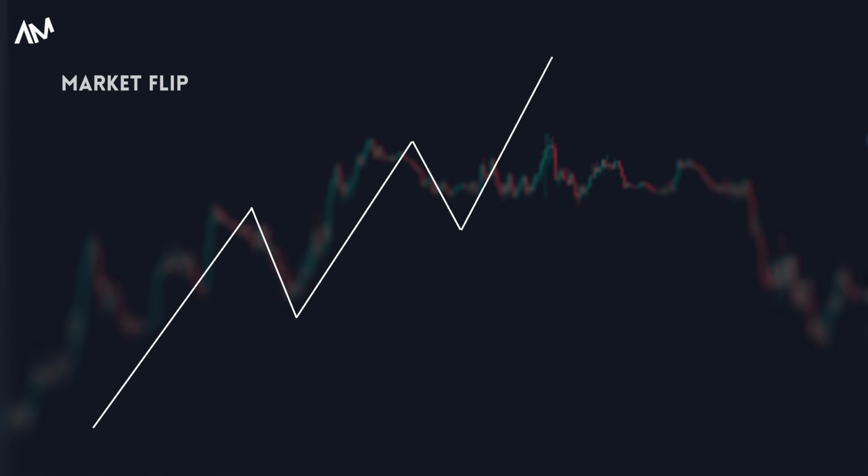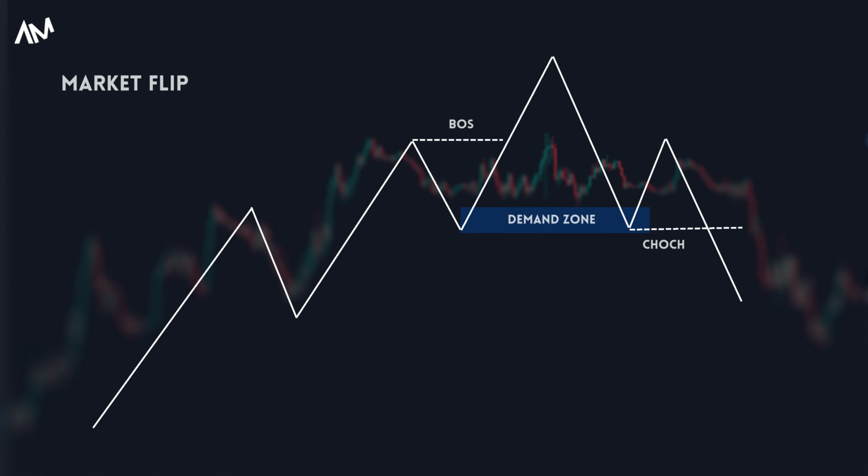The first pattern is called the market flip. This pattern occurs at the end of trends when they get exhausted, resulting in a direction change. We have a valid demand zone with a break of structure and imbalance. The market mitigates this level but fails to create a higher high, showing momentum loss. This eventually leads to a change of character and leaves behind a perfect trading opportunity.